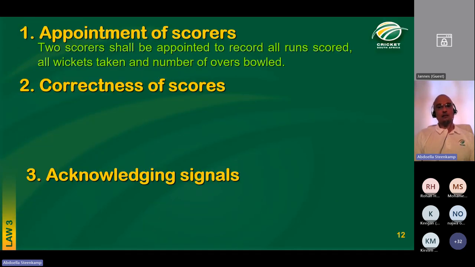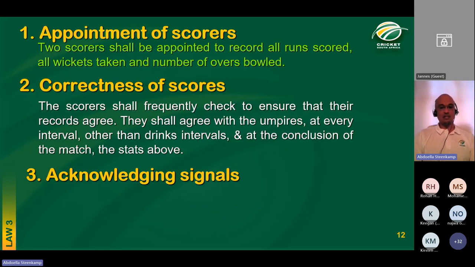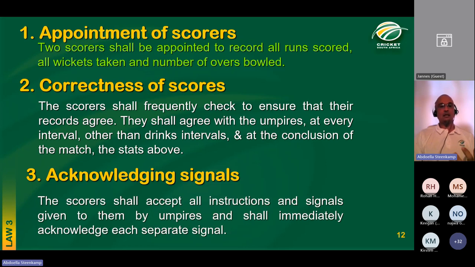When it comes to the scorers, the law wants two scorers to be appointed. And what are the duties of the two scorers? They need to record all runs scored in the game, all wickets taken in the game, and lastly, the number of overs bowled in the game. So three duties of the scorers: all runs scored, wickets taken, as well as overs bowled. Again, I'm just going to focus on the lime green portion, because there is an exam question on it.